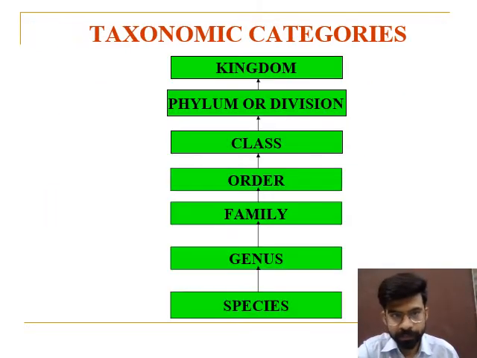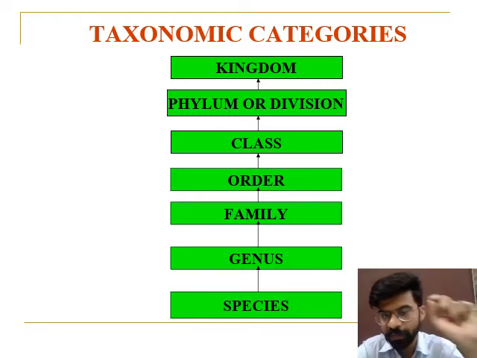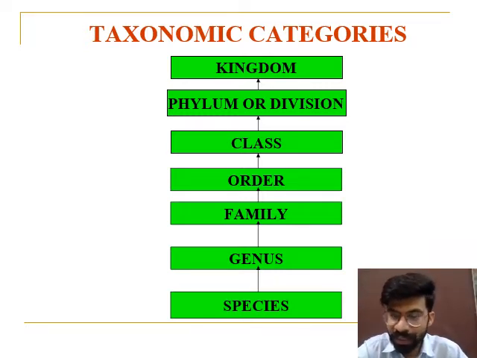Next slide. This is the slide: King put cat on fire gas stove. Here K is kingdom, P is phylum, C is class, O is order, F is family, G is genus, S is species. This is the taxonomic category, and you can learn it with a single line: king put cat on fire gas stove. So this is the taxonomic arrangement, or taxonomical hierarchy.